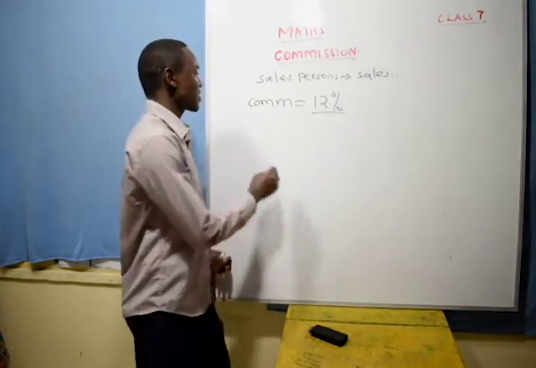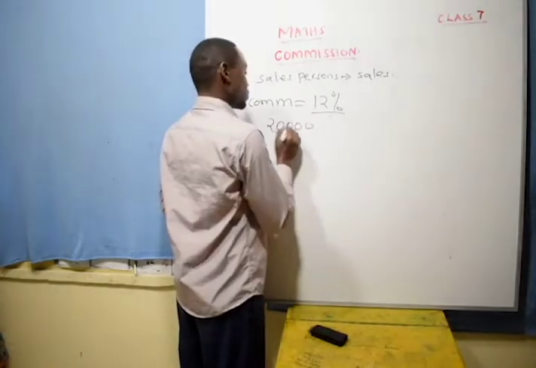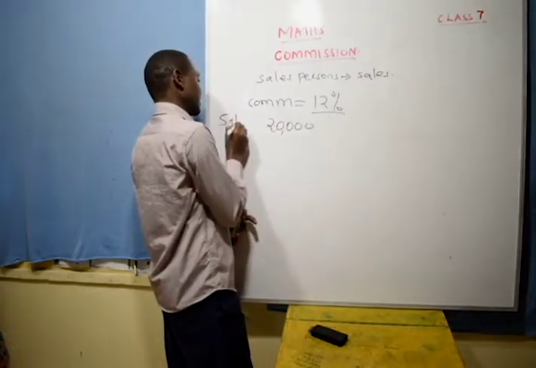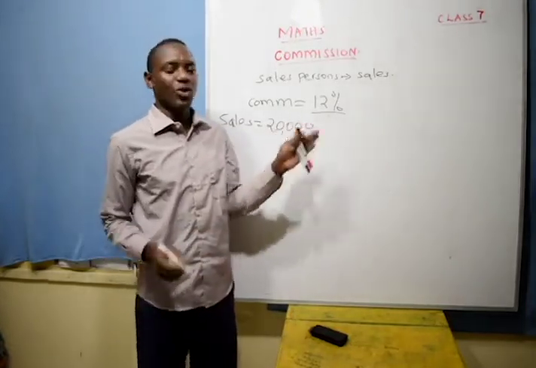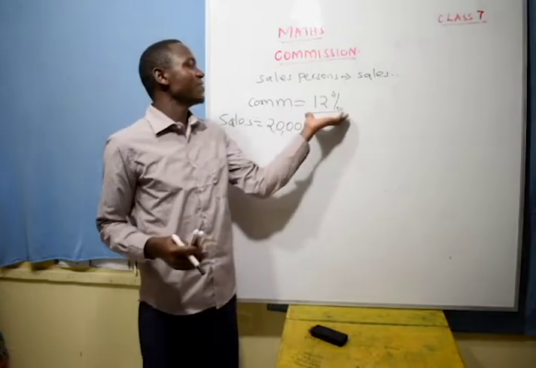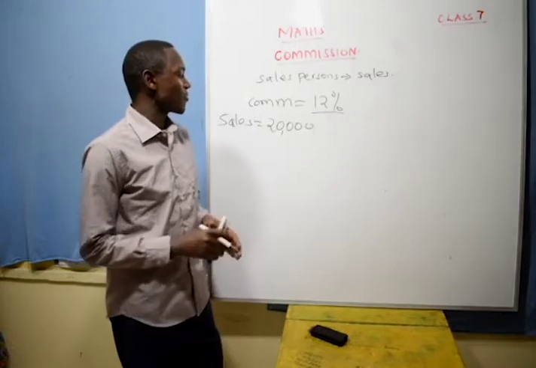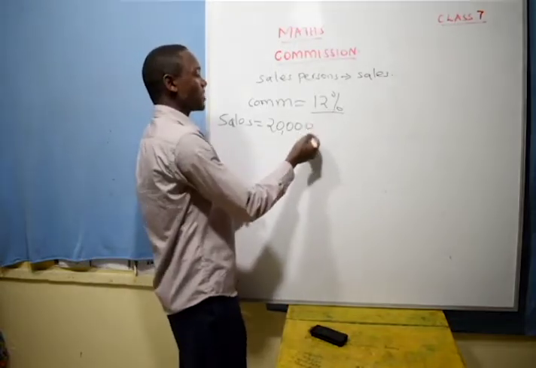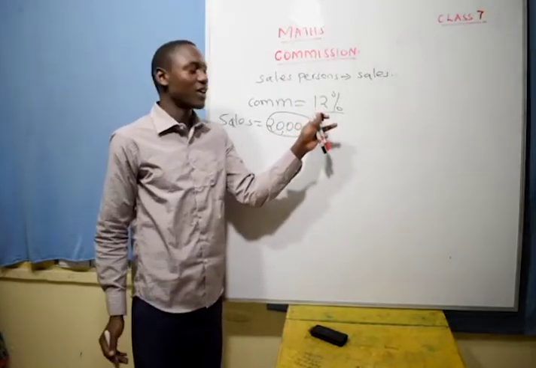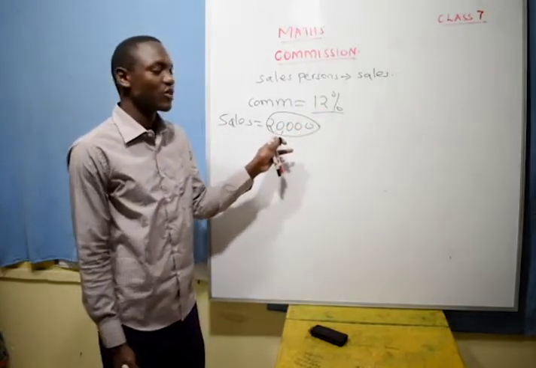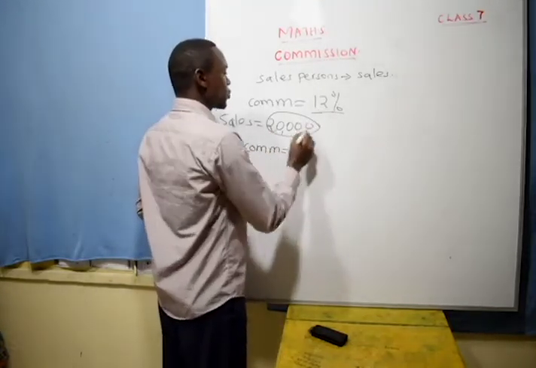Then in a certain month, you sell goods worth 20,000. 20,000 will be the total sales. So how much commission are you going to earn, given that after every sale you get a 12% commission? To calculate that amount of commission, we just take the percentage commission times the total sales. So your commission will be 12% of this.